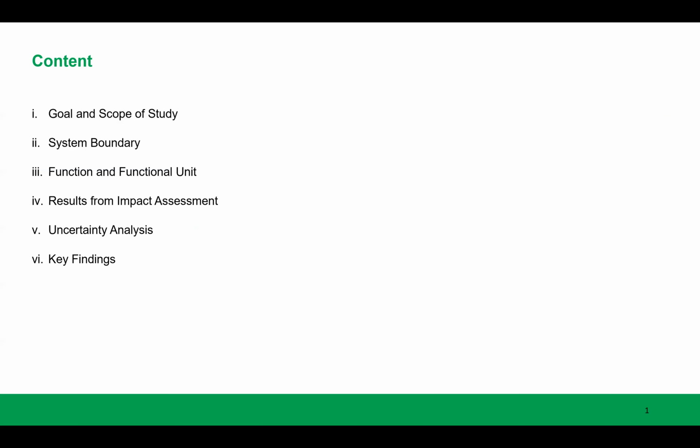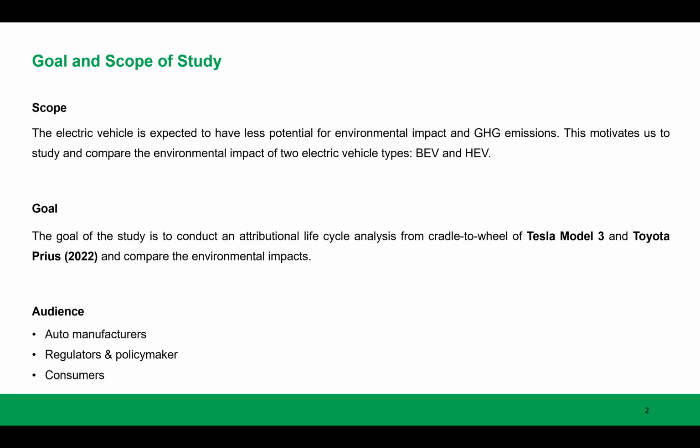This first slide outlines the key parts of our study we will be presenting to you today. We will begin with the goal and scope. The electric vehicle is emerging among car users in the US. The electric vehicle is expected to have less potential for environmental impact and greenhouse gas emissions. This motivates us to study and compare the environmental impacts of two electric vehicle types, which are BEV and HEV.